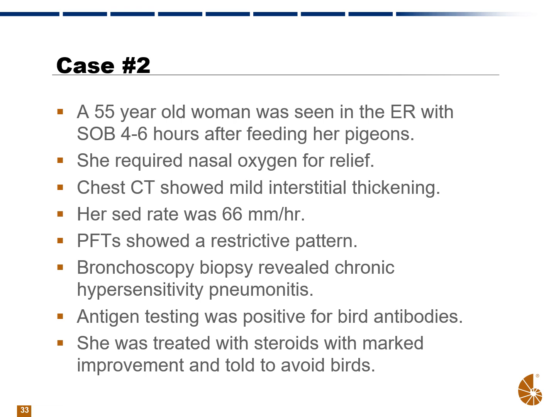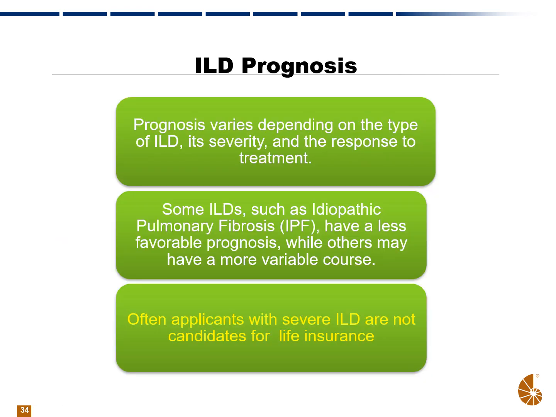She did eventually have a biopsy using a bronchoscope, which revealed chronic hypersensitivity pneumonitis. So she was also tested for antibodies with antigen testing, and it was positive for bird antibodies. And so she was treated with steroids and had marked improvement and was told to avoid birds. So this is an example of hypersensitivity pneumonitis.